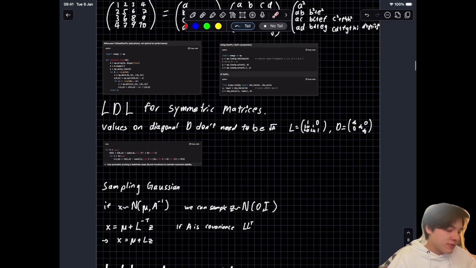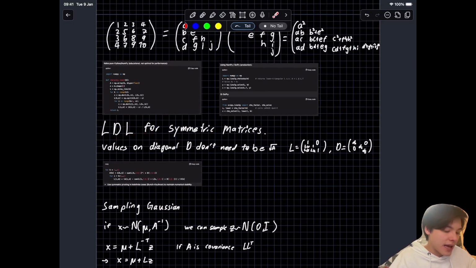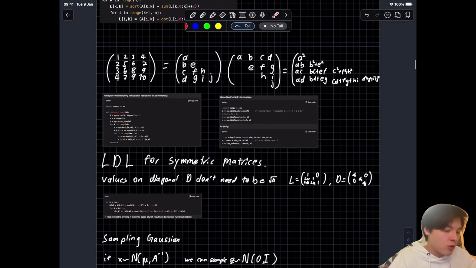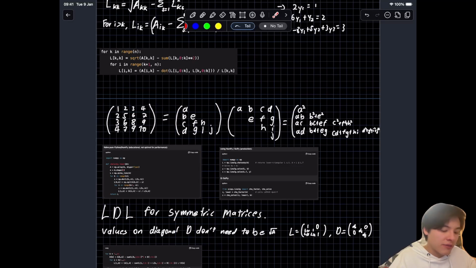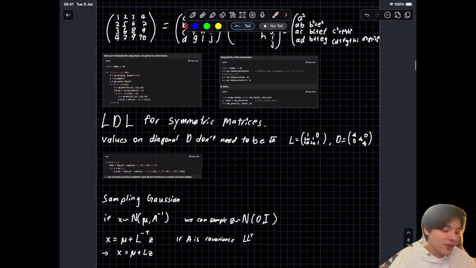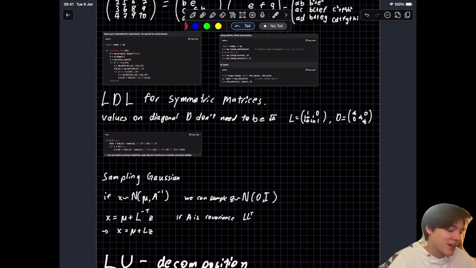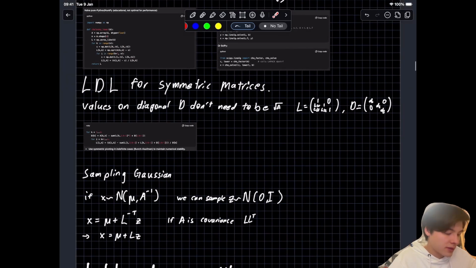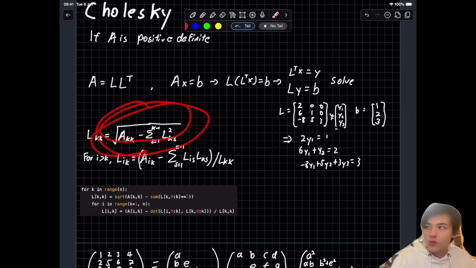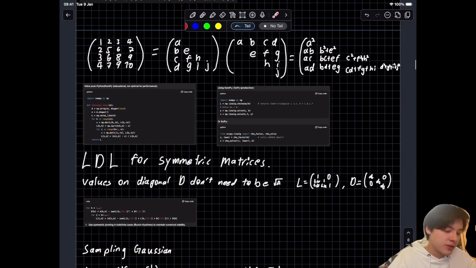If it's not positive definite, we can actually do an LDL. It works for all symmetric matrices. One way to test if a matrix is positive definite is to try Cholesky on a symmetric matrix, and if it says there's an error, then we know it's not positive definite. Why does this not work? Positive definite means it has all positive eigenvalues, but here we need to take the square root, so it wouldn't work for negative numbers.